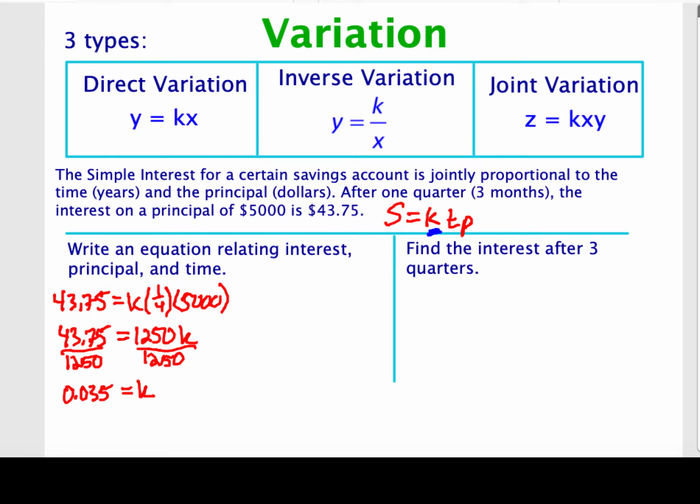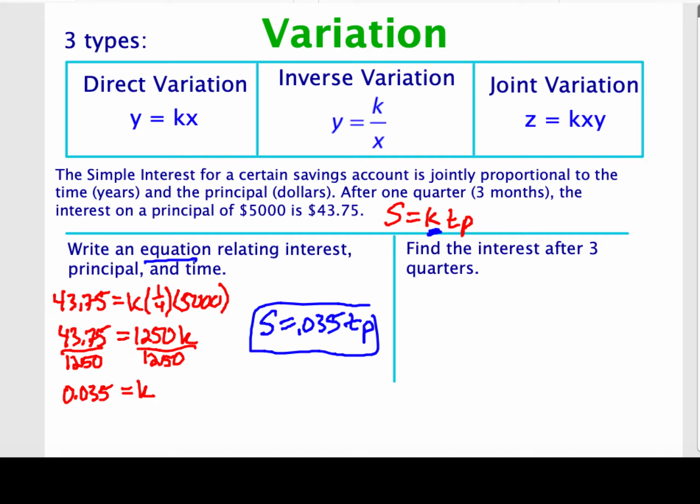But now let's finish this problem off. Remember, we wanted to write an equation relating those things. So S equals 0.035 TP. Again, that would be my equation. That's what we're really looking for. When they say write an equation relating those three things, we need to fill in the k value. They didn't say relating the constant as well. We have to have the constant filled in.